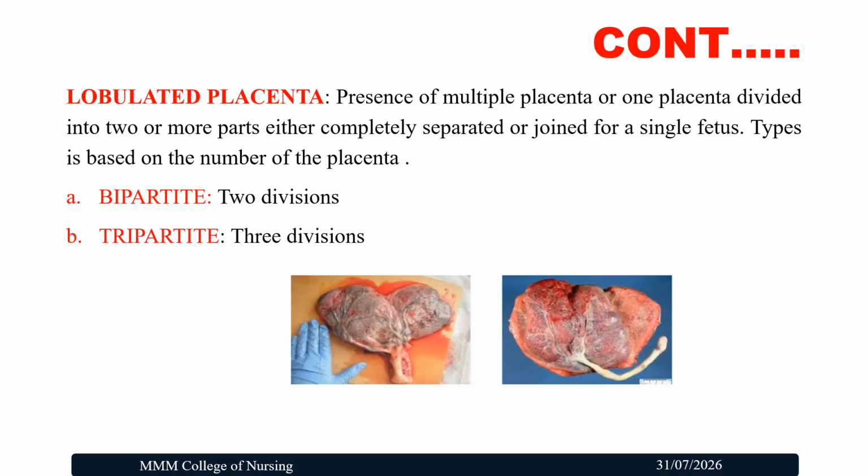Next is lobulated placenta. Here there are multiple placentas, or one placenta is divided into two or more parts, either completely separated or joined, for a single fetus. It divides into two main types: bipartite and tripartite. As the name itself suggests, bipartite means two divisions are present in the placenta, and in tripartite three divisions are present.